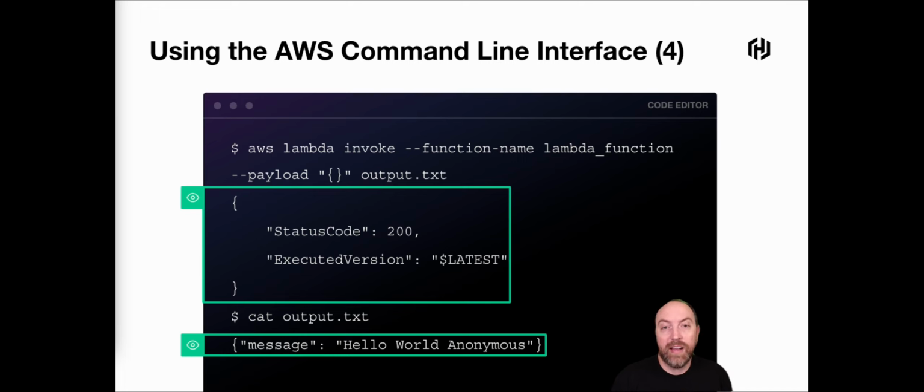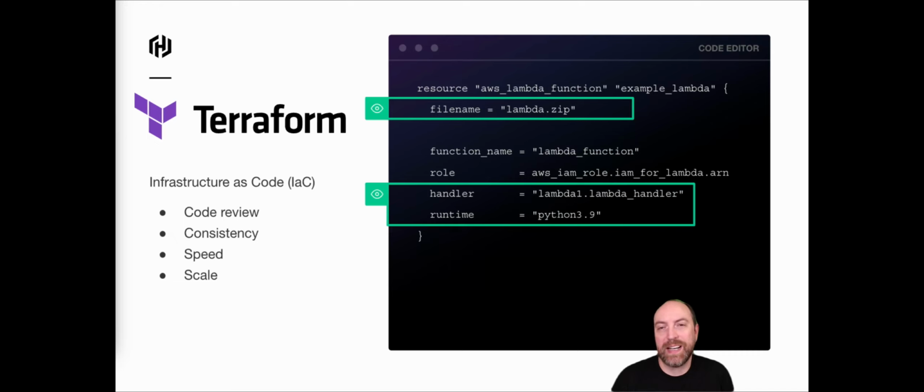But command line things are great, but we want to do something with Terraform because we like infrastructure as code. We like to do code review, pull requests, big fan of consistency. If you have a lot of Lambda functions, I'm not wanting to type all that out manually. It's much faster to do that through automation. And it scales better to lots of functions, right?